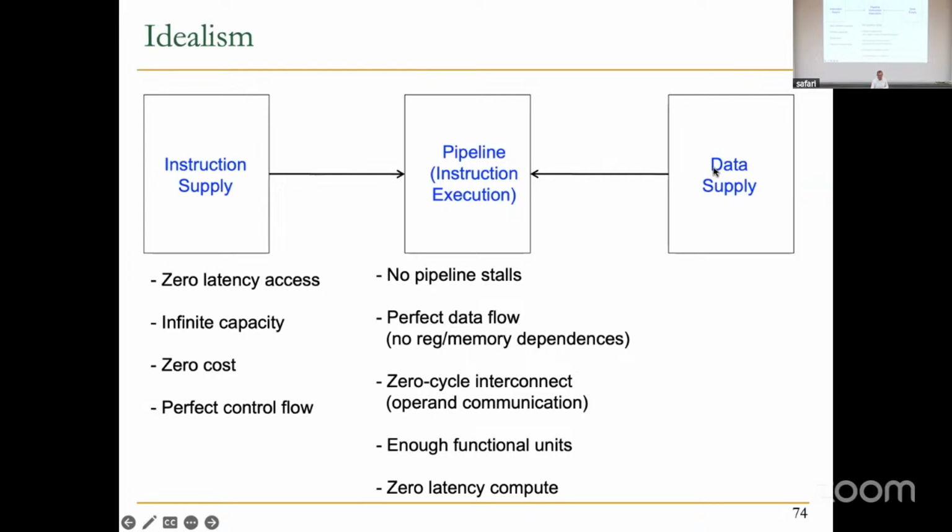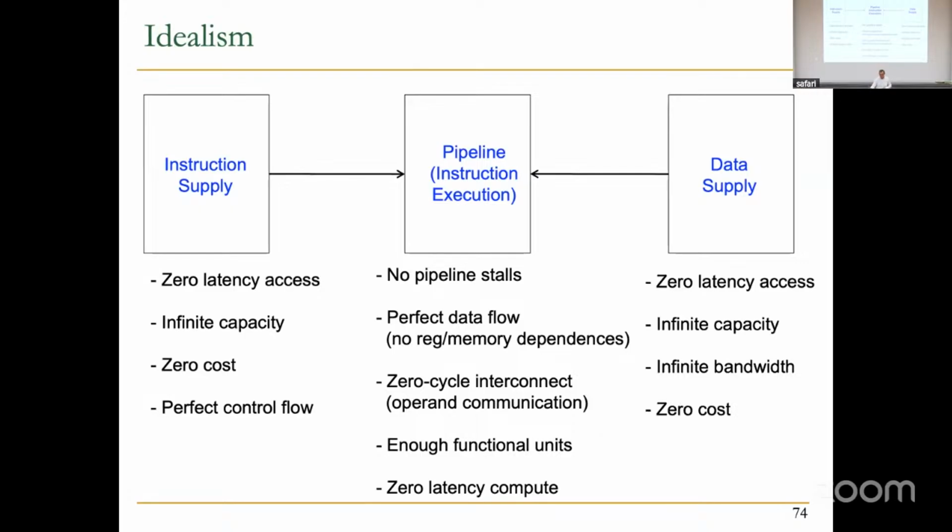Instruction supply, let's go through that. Ideally, you want to access memory with zero latency. You want infinite capacity, especially today. You want zero cost, ideally. And we talked about branch prediction. You want perfect control flow when you supply the instructions. Ideally, again, data supply also needs to be zero latency, infinite capacity, infinite bandwidth, zero cost. That's our goal. But unfortunately, we're not going to get all of those with a single monolithic memory design.